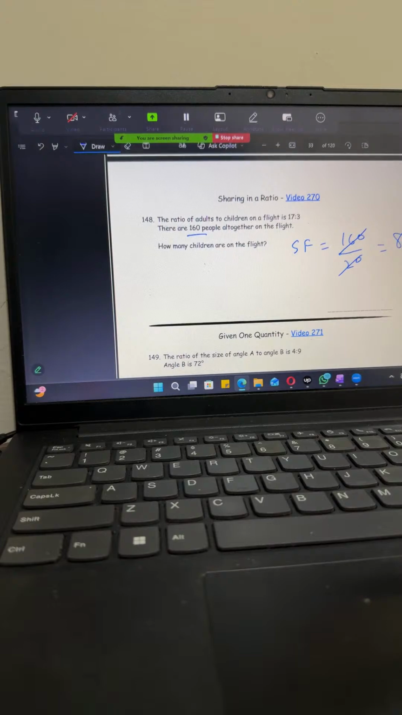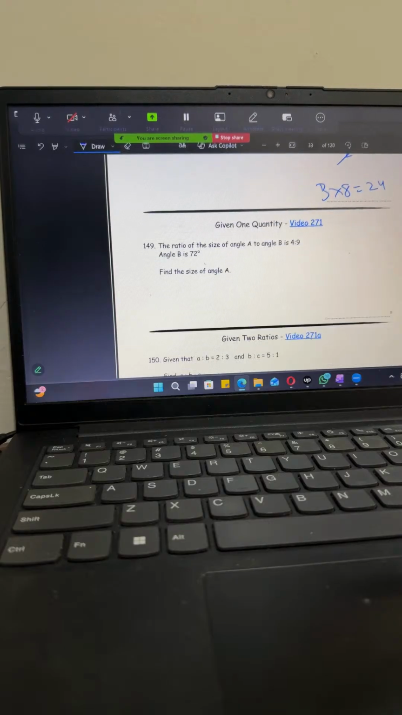Okay. So adults, it is 3, right? So 3 times 8, 24 is the answer. Yes. Is it clear? Yes, clear. Okay, let's move ahead. What about this one?